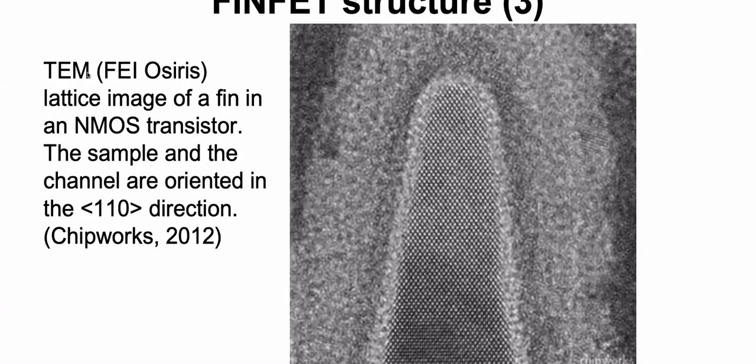In this TEM image, which was taken by an FEI Osiris, a really powerful transmission electron microscope, you can see the lattice image of a fin in an NMOS transistor. The channel is oriented in the 111 direction. By the way, this was 2012, so this is a 9-year-old image.